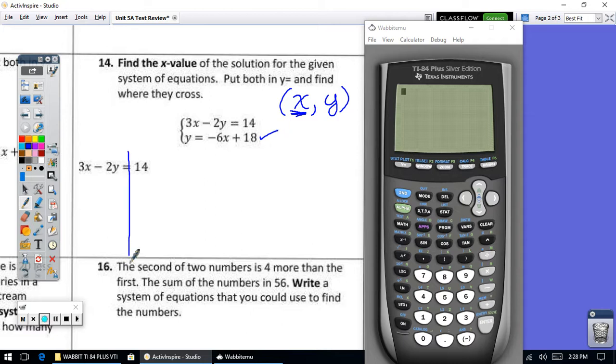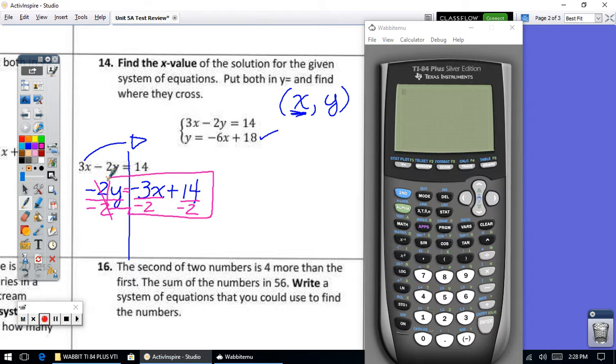We're going to do our move. 3x goes to the other side. It becomes opposite. Bring down the 14. Bring down -2y. And divide everything by the number in front of y. That's our coefficient. Divide by -2. Divide by -2. And again, you could type this right here into y equals if you wanted to. However, I'm going to clean it up.